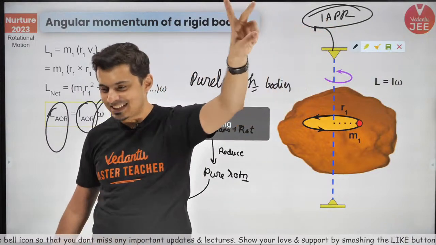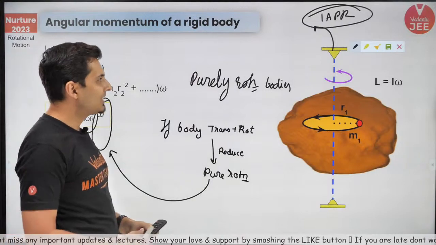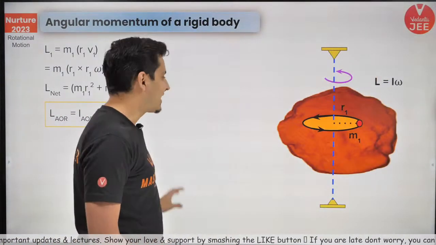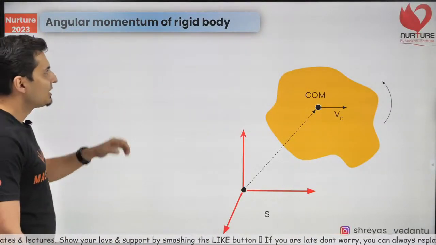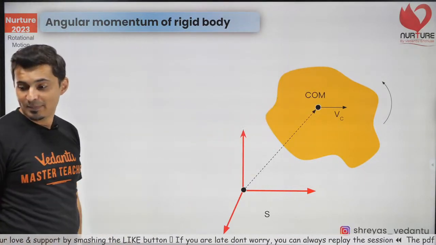Everybody excited to see the second method? Okay, the second important formula. So what is the second method to find the angular momentum? Angular momentum of a body which is translating and rotating.